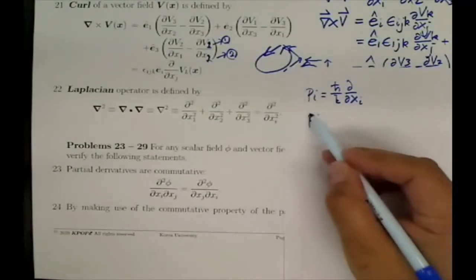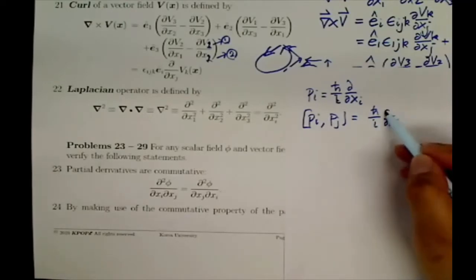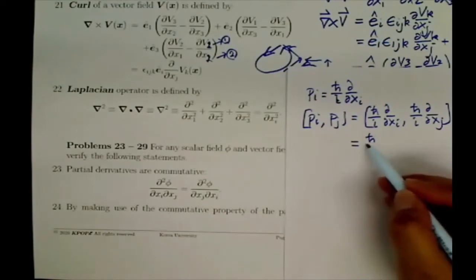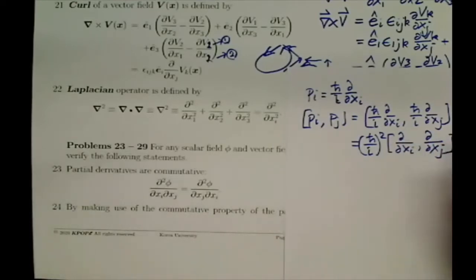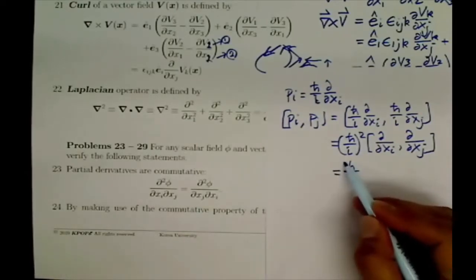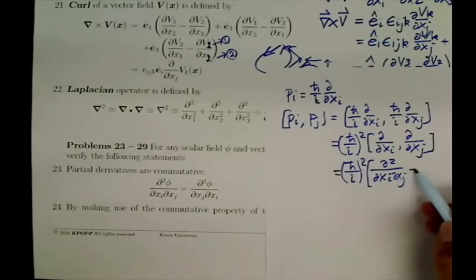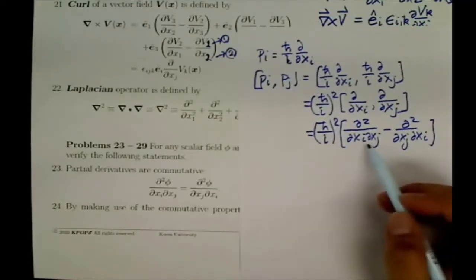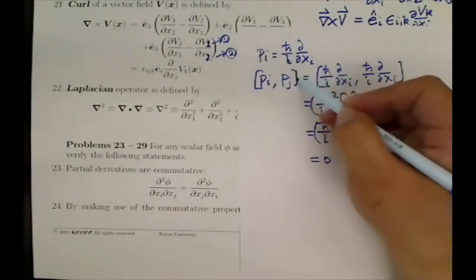So if I compute the commutator of p_i and p_j, I have this one, (h bar over i) squared factored out, and the commutator of partial derivatives, and this one is pulled out, expanded, and these two coordinates are independent, and the derivatives of independent variables commute, so it is 0. Therefore these two operators commute.